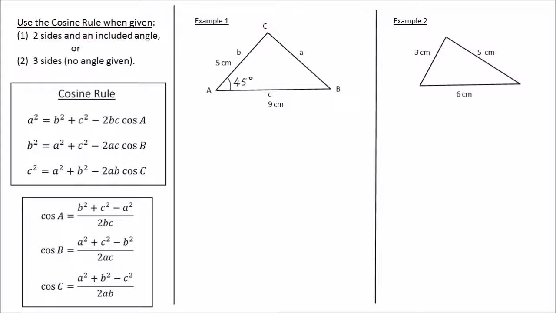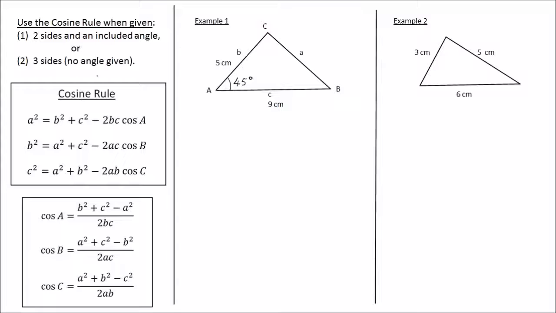As shown in this first diagram, we are given the side here and the side here, 5 cm and 9 cm, and the angle between them, which is called the included angle. So, to find the missing third side, we can apply the cosine rule.